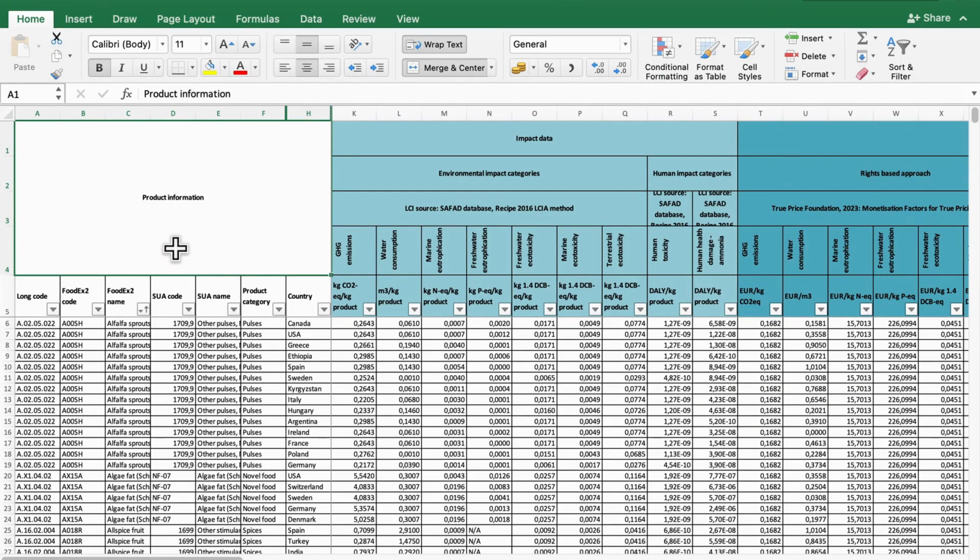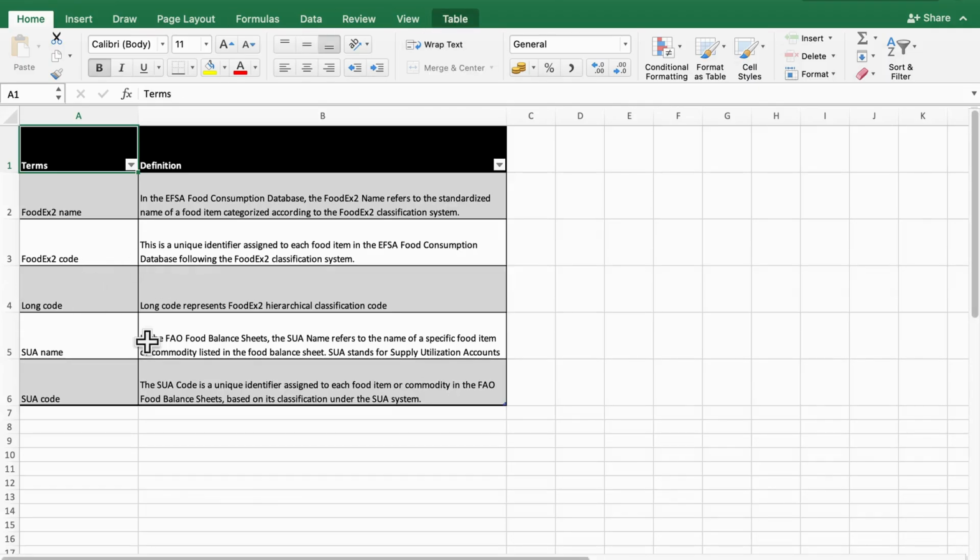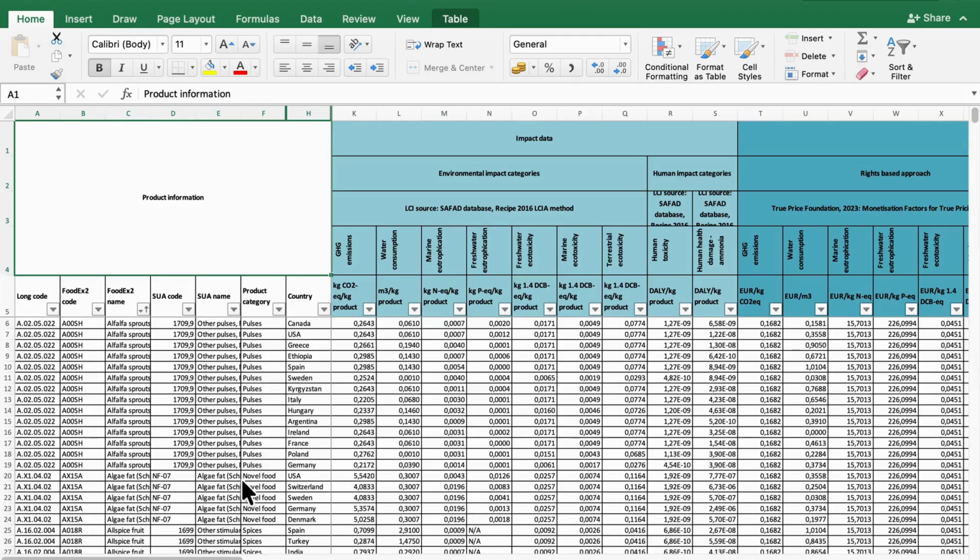Here on the left, you have first of all the product information, which has the name of the product, but also the product category and country of origin, as well as some international trade codes, which are defined in the key if you are not sure about any of those.